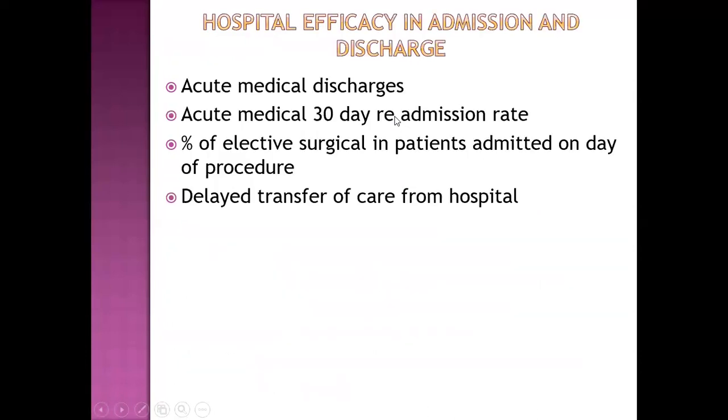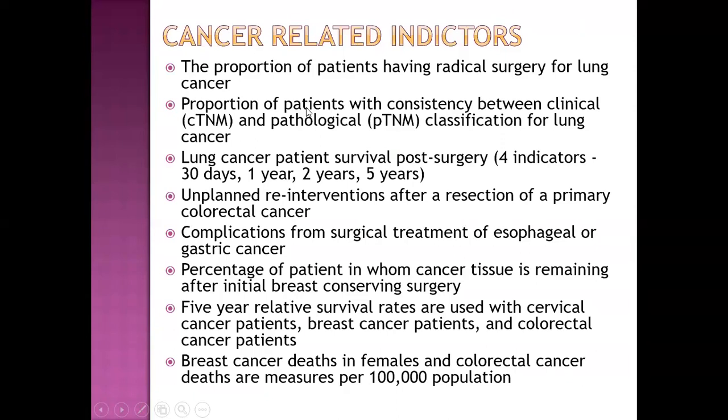Then hospital efficiency in admission and discharge, that is acute medical discharges, acute medical 30-day readmission rate, percentage of elective surgical inpatients admitted on day of procedure, delayed transfer of care from hospital. Then cancer-related indicators include the proportion of patients having radical surgery for lung cancer. These are efficiency indicators of hospital.